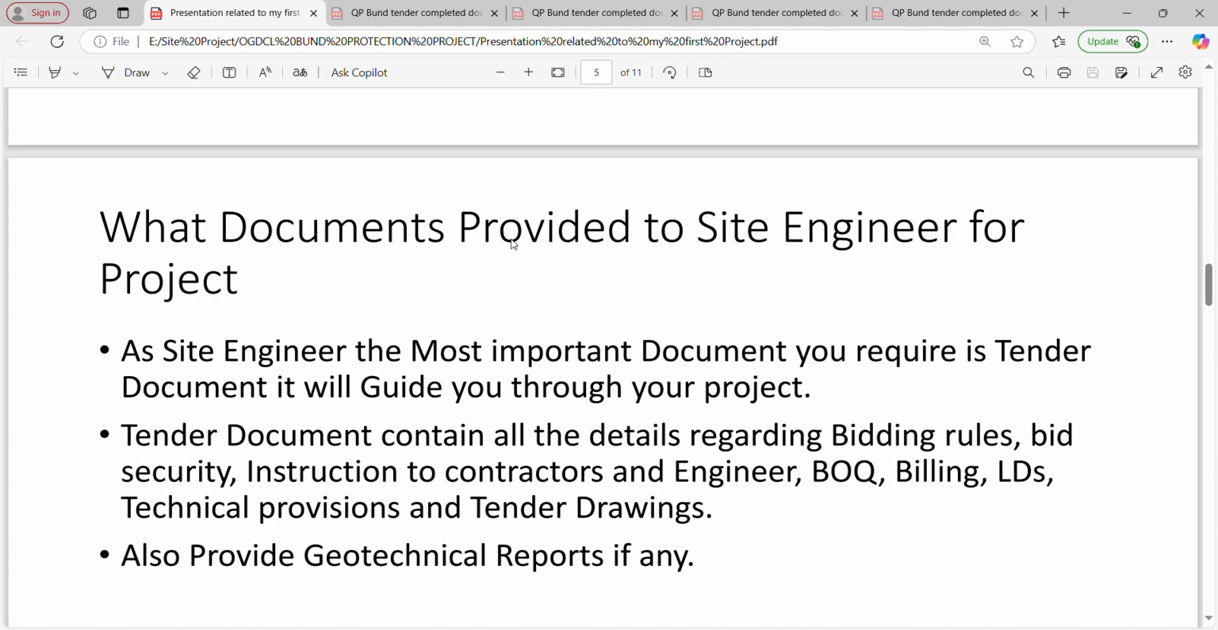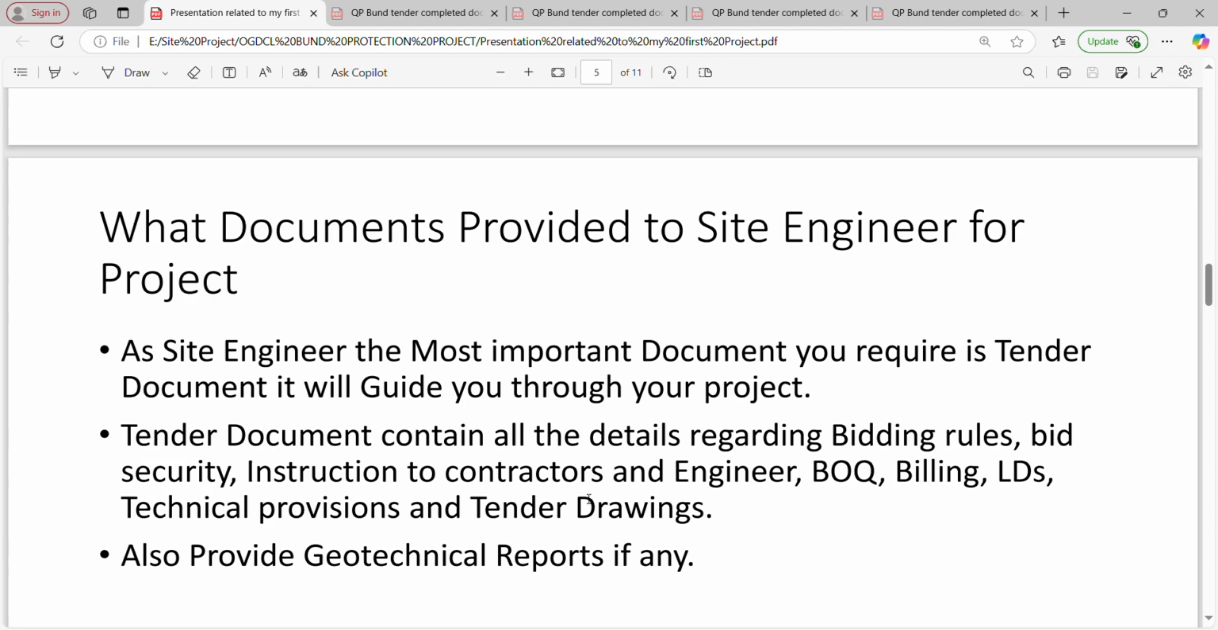What documents are required for a site engineer in any project? The main document is the tender document. The tender document contains all the clauses related to billing instructions for the engineers and contractors, BOQ billing, LD, technical provisions, and tender documents, and also provides a geotechnical report if any. So I am going one by one.